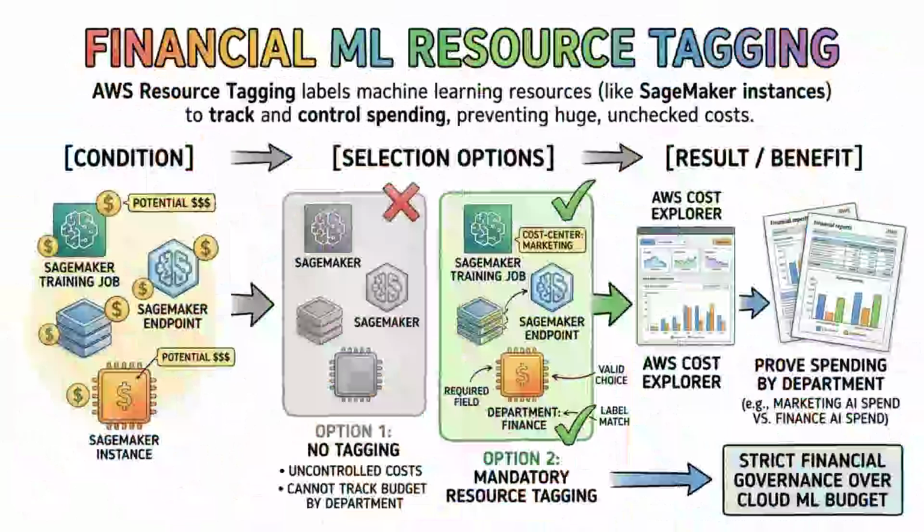By actively tagging your infrastructure, you can use AWS Cost Explorer to generate highly detailed financial reports, proving exactly how much money the marketing department spent on AI compared to the finance department. The exam completely expects you to know that mandatory resource tagging is the most effective administrative way to maintain strict financial governance over your cloud machine learning budget.